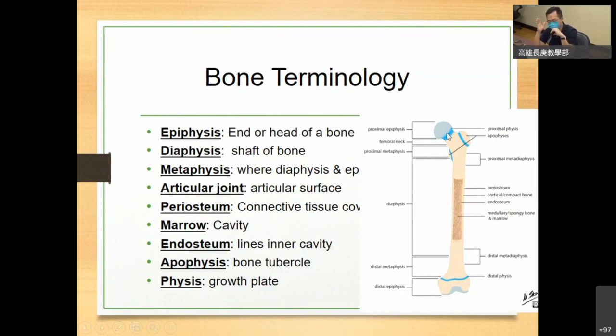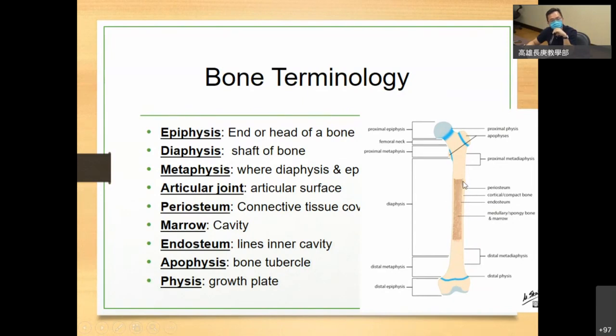From over both sides of one bone, it should have a joint. So we can say this, maybe the top of the bone or end of the bone, or you can also say the lesion is in the articular joint. Another term is the periosteum. What is the periosteum? The periosteum is a connective tissue lining on the bone.